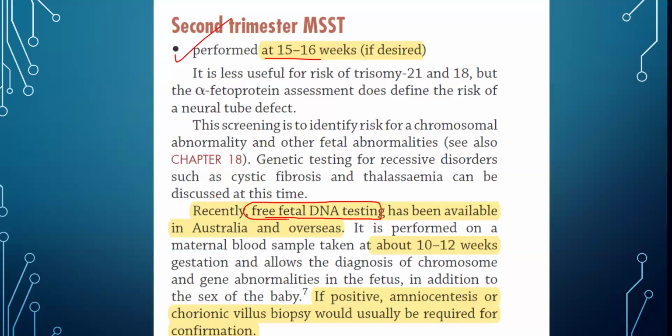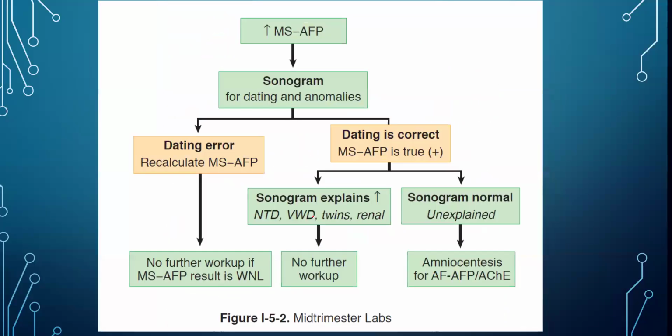This will also give you a good diagnosis of any chromosomal or genetic abnormality and also the sex of the baby. But this is also screening. So either you can do any of those other tests or you can do this free fetal DNA test. If it comes positive in the first trimester, you do CVS, or chorionic villus sampling. If it's positive in the second trimester, you do amniocentesis, just like the others.